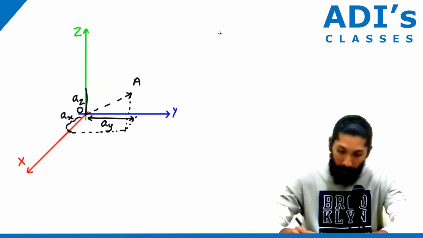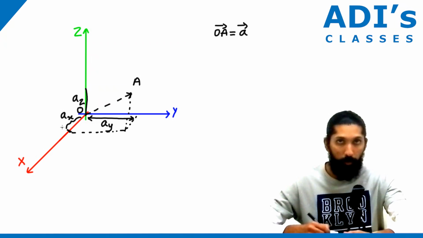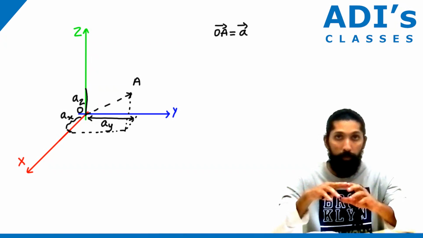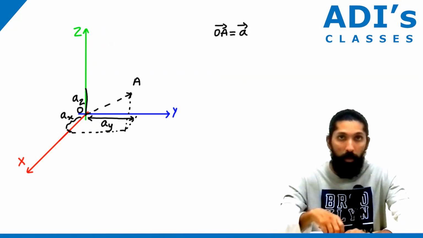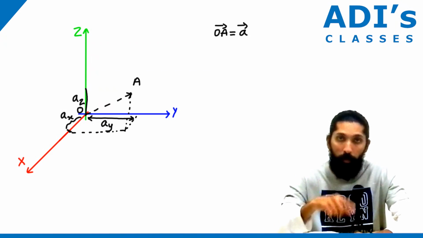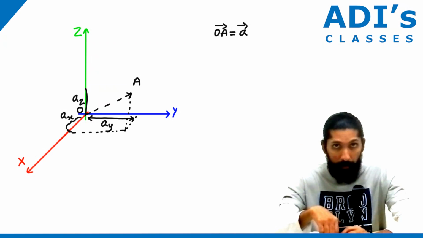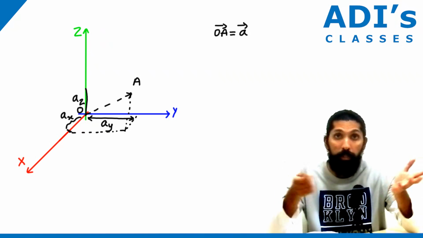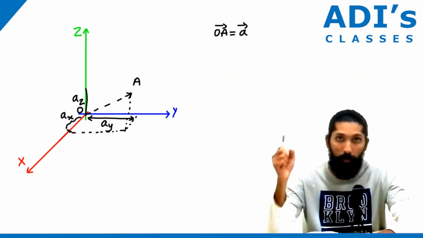That means this OA vector, or you can just call it vector A, has an x component, a y component, and a z component. When you split that vector into its components, or resolve it, one component will come along x, one along y, and one more along z. Correct? So there are three components, because it's a spatial vector, a vector in x, y, z space. That's why we have all three components.